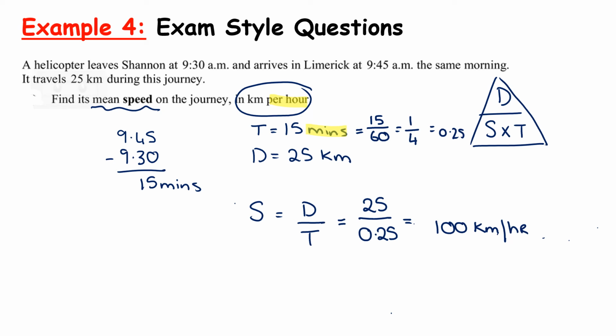Now, did we have to use that method? Well, some of you might have spotted, well, if it takes you 15 minutes to go 25 kilometers, then you do 4 of those 25-kilometer journeys in an hour, which would mean that you would have traveled 100 kilometers in an hour, which would give you the speed of 100 kilometers per hour. And that would also be perfectly correct as long as you showed all your work.